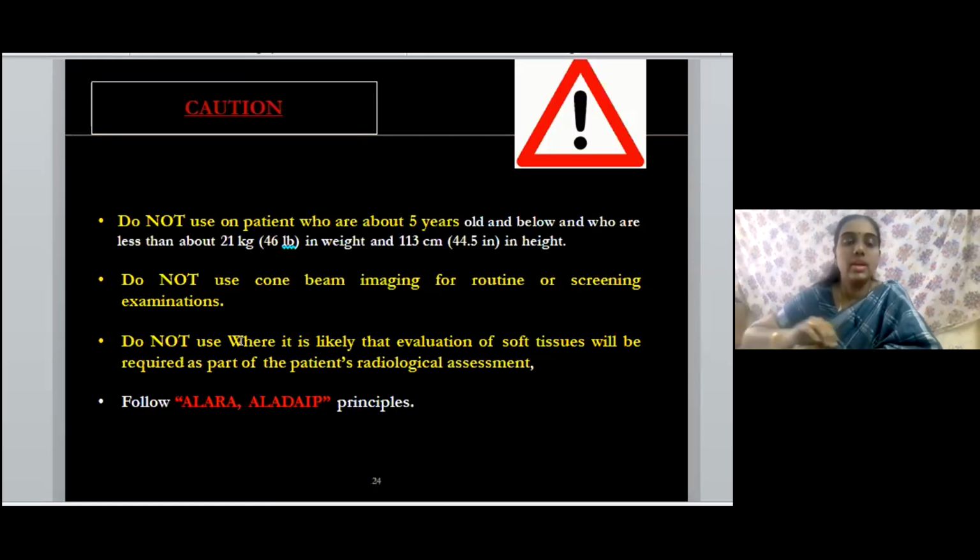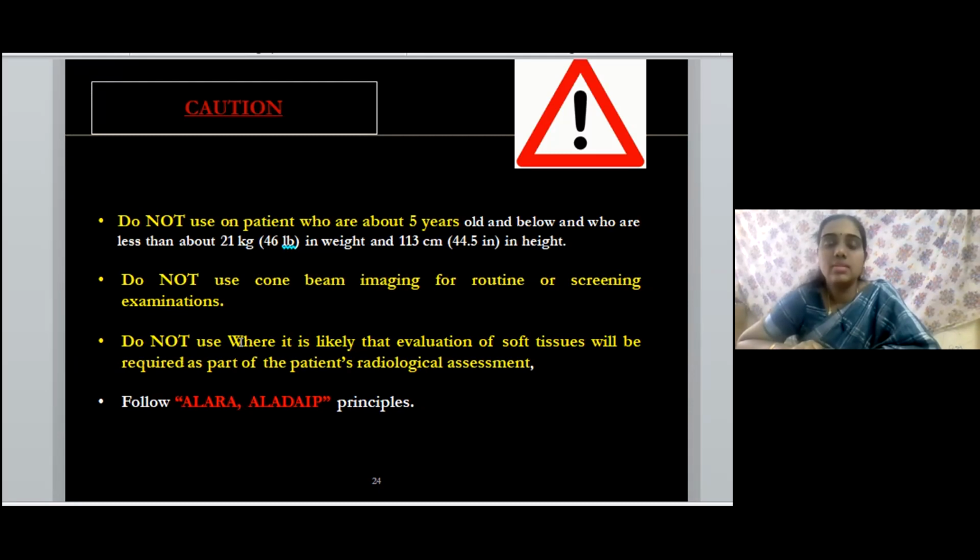However, there are some cautions which we have to follow. Do not use CBCT on patients who are about 5 years of age or less, or 21 kgs or 113 centimeters in height. This is the protocol. Do not use cone beam imaging for routine or screening examinations.